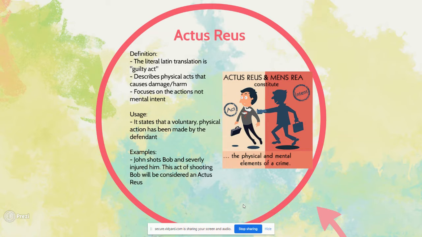For the actus reus element of a crime to be present, there must be a voluntary physical action made by the defendant. The prosecution must prove that the defendant made a conscious and intentional movement.